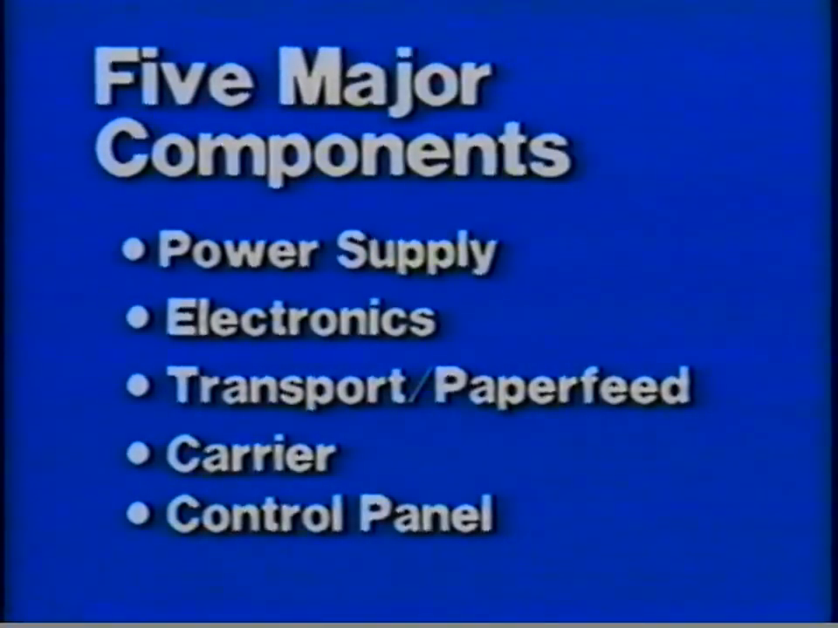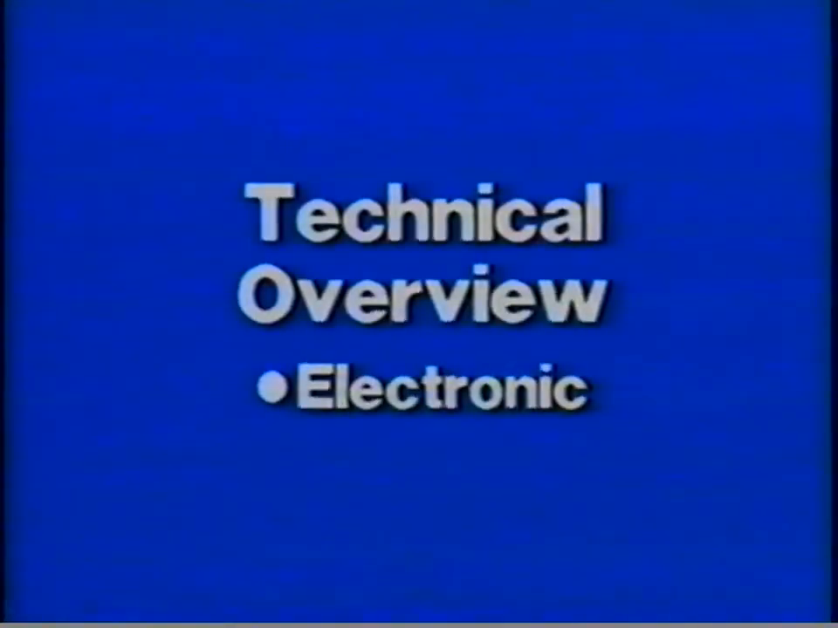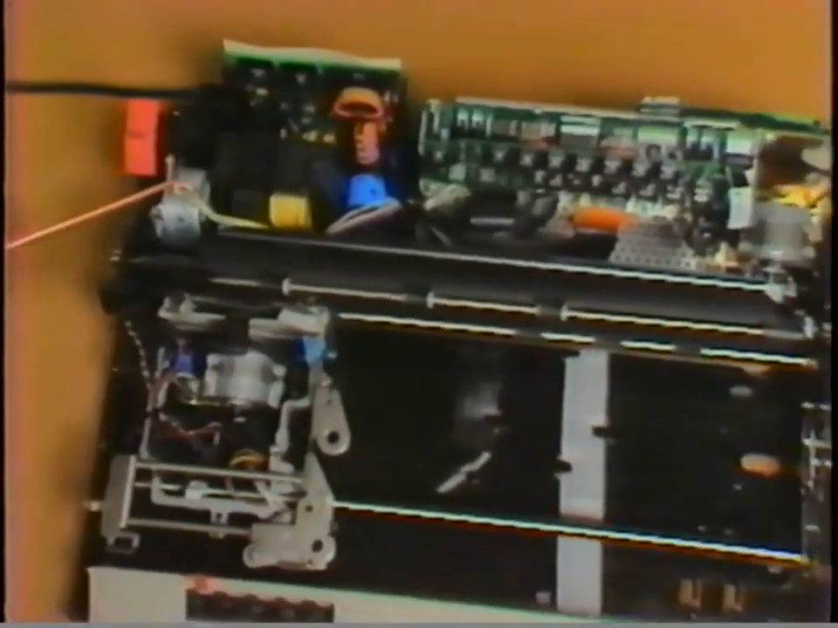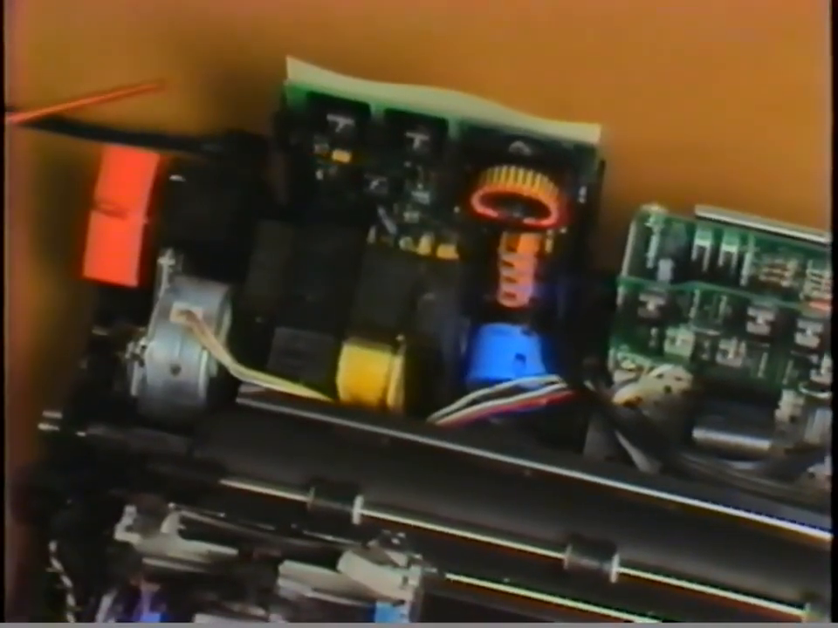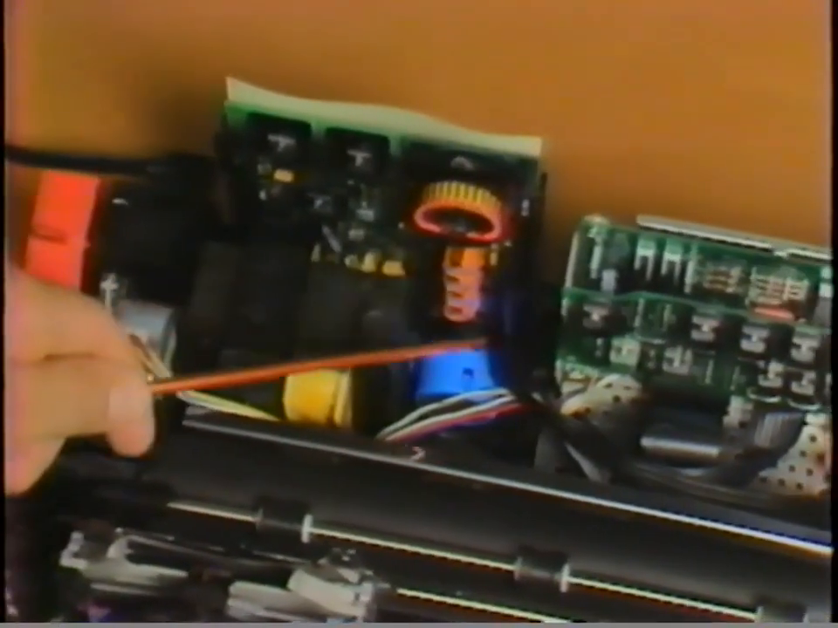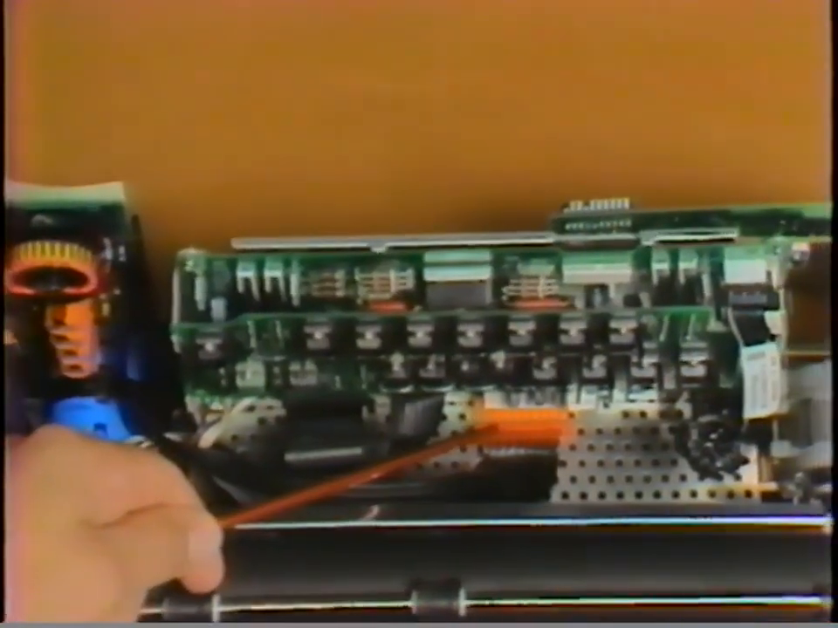The printer consists of 5 major components: the power supply, the electronics, the transport paper feed mechanism, the carrier, and the control panel. The power supply is a switching type power supply. U.S. machines operate on 110 volts AC. The primary power connector distributes line voltage to the power supply. The power supply cable distributes the output voltages from the power supply board to the printer board.